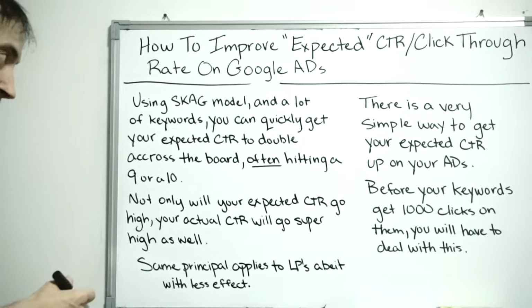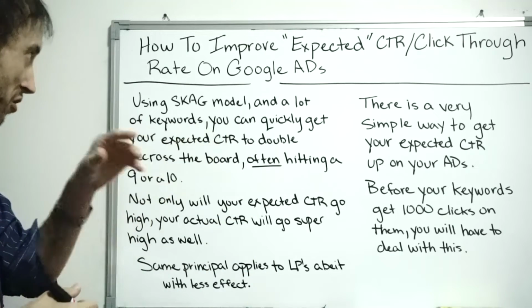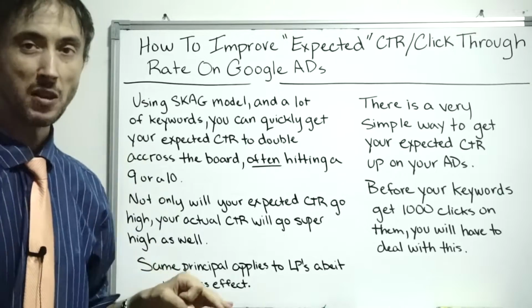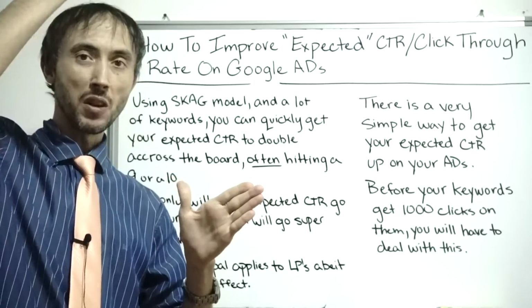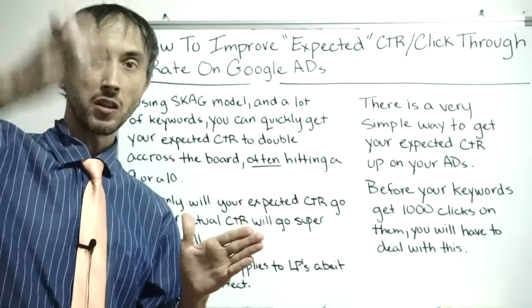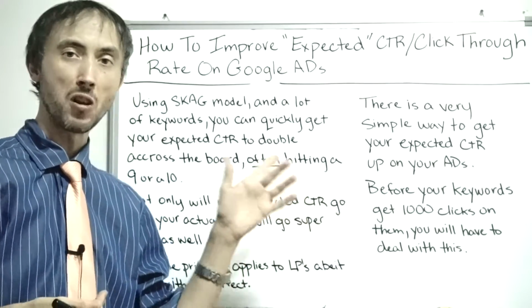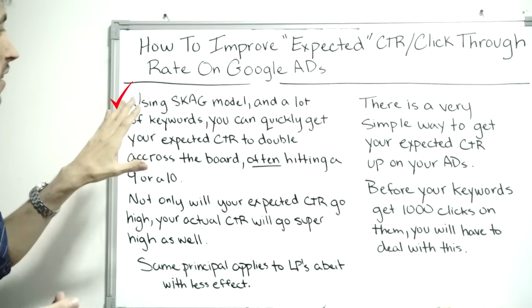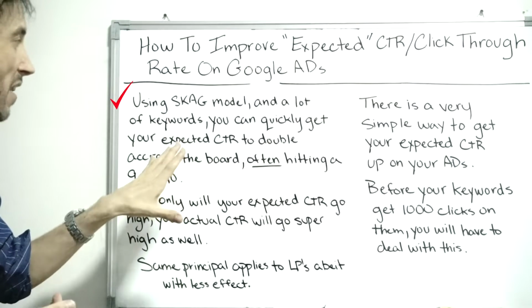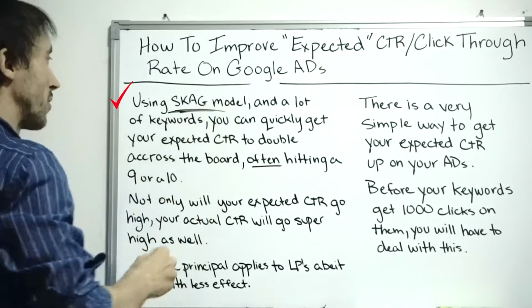So with all that said, here's how to get down to it. If you want to consistently have the expected click-through rate be above average, which you can determine by going in and adjusting your columns on your keyword menu so you can see the expected click-through rate, because it'll show you click-through rate and then expected click-through rate. Expected click-through rate, before you have 1,000 clicks, is what's driving your cost per click, not the click-through rate itself. So if you want expected click-through rate to be high, you just are going to use the SKAG model, which is an abbreviation for single keyword ad groups.